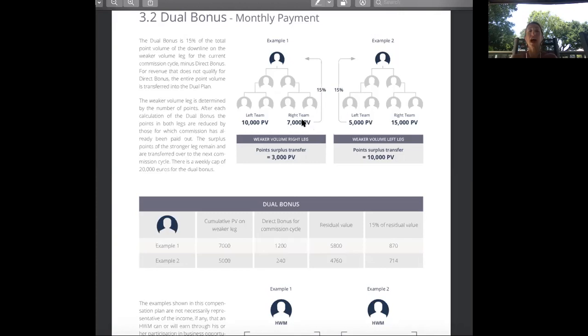So they subtract out from that 7,000, and you can see that on this chart down here, whatever the direct bonus was that was paid out already. So if you look at this cumulative PV on the weaker leg, it says 7,000 for example 1. They'd already paid out the PV for 1,200 of it in that direct bonus we talked about. What's left is 5,800, and 15% of that is 870. So you would earn 870 euros.